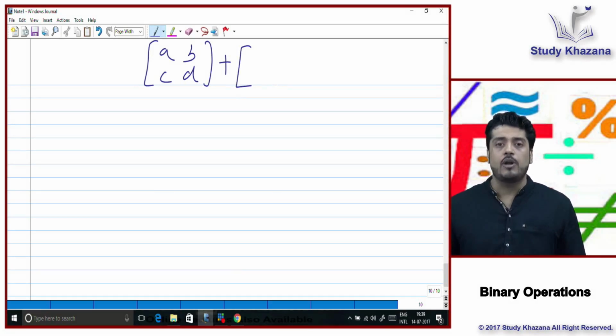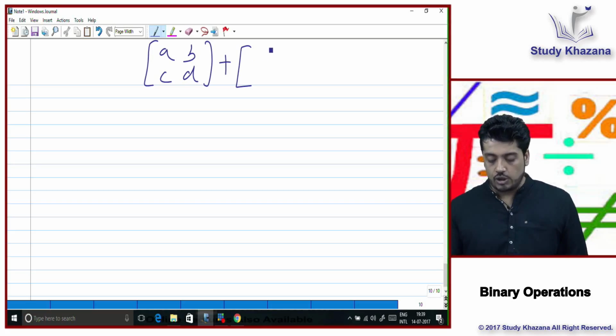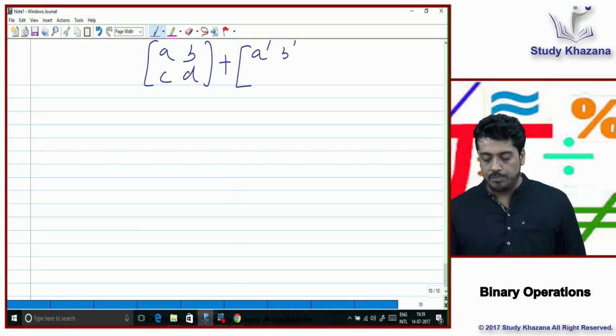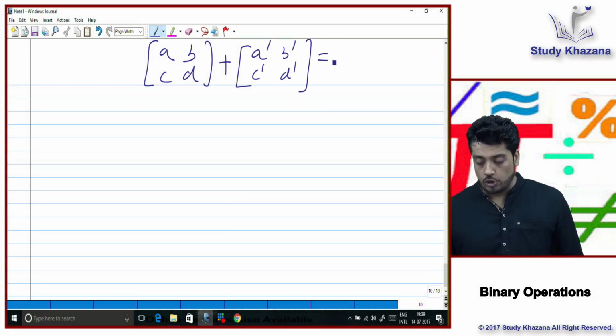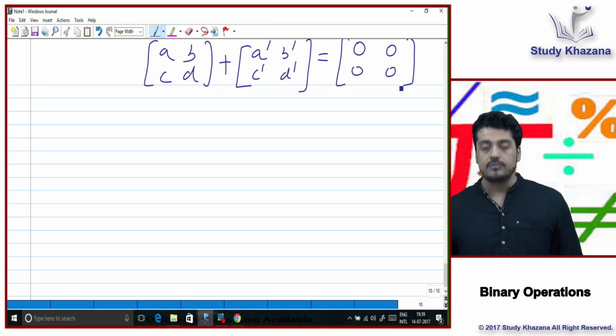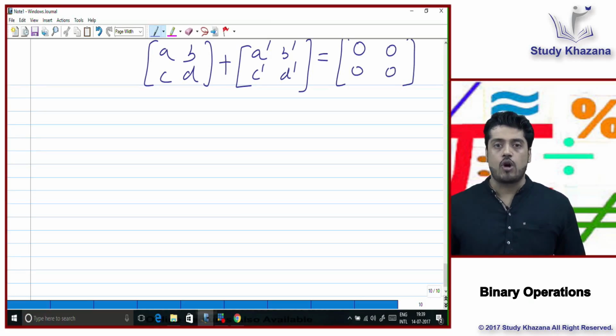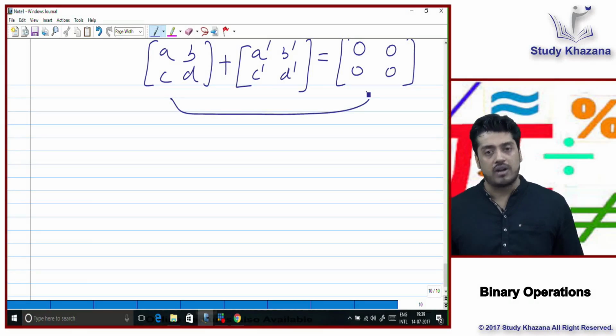And if anything belongs to M, it must be a 2 cross 2 real matrix. So what is the choice for B? Let it be A dash, B dash, C dash, D dash. And this should be equal to the identity element, that is 0, 0, 0, 0, because again the operation is commutative, so only this side containment will work.